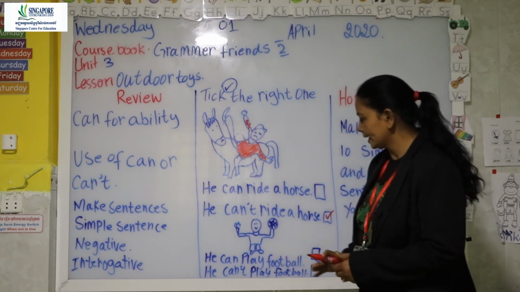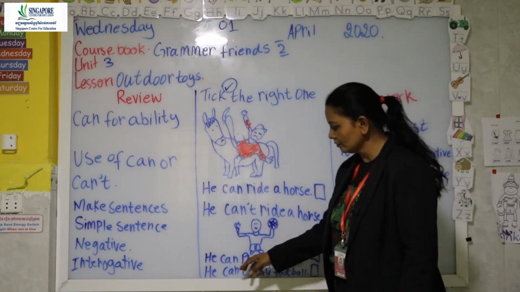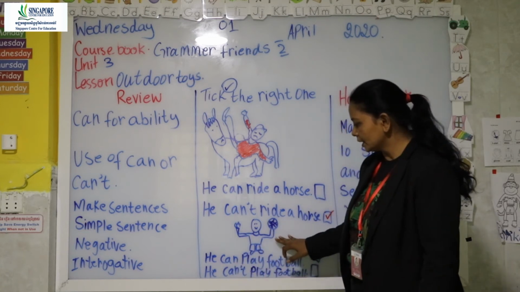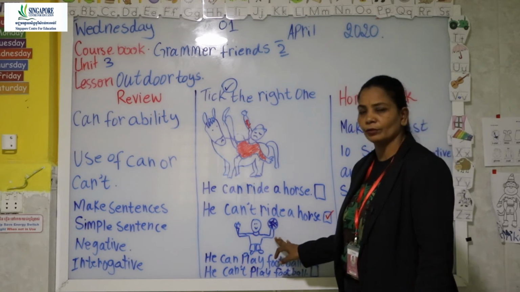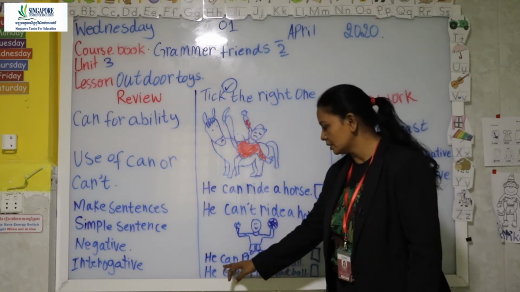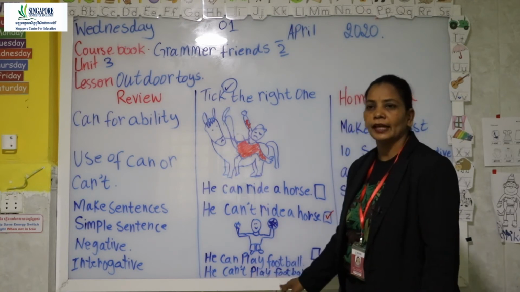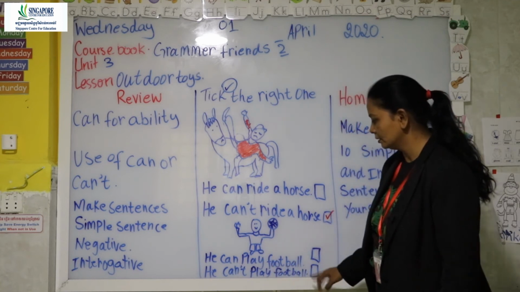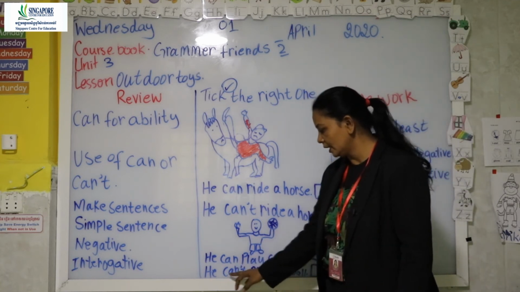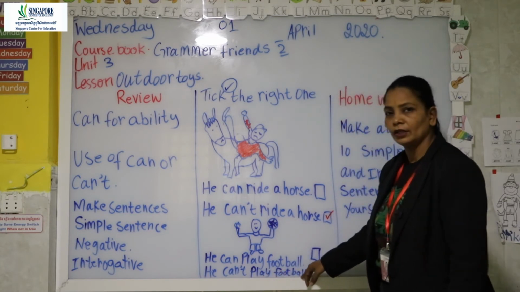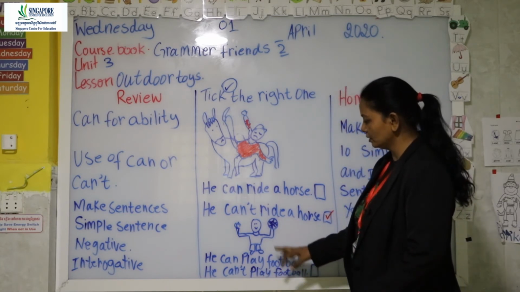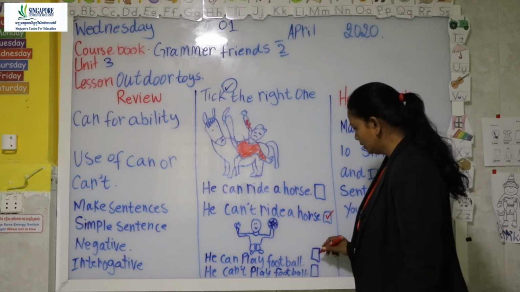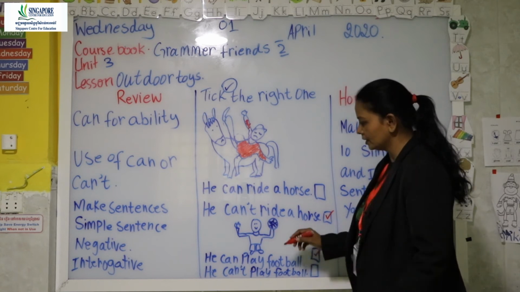Okay, the second one, we also have two options. The picture shows us that he can play football, so we have two options and we have to select the correct one. He can play football, and the second option is he can't play football, so we select the right one because the picture shows us that he can play, so we tick the correct one, the first sentence.